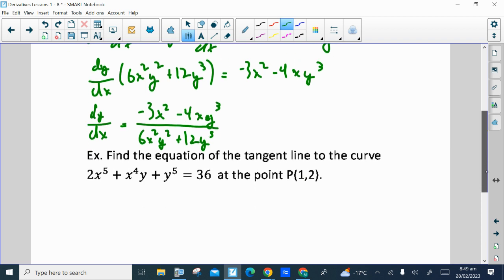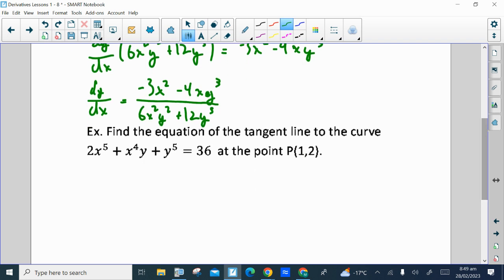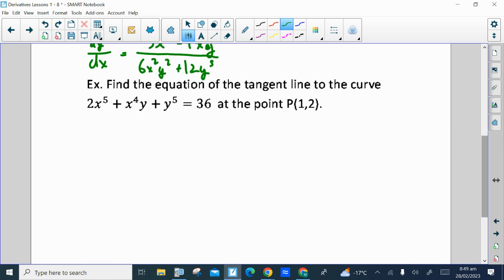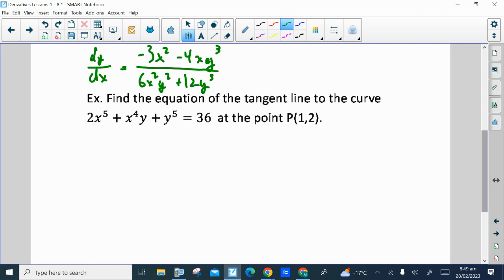Right, so there's an expression for the derivative. And again, one of the applications of that is to find the slope of the tangent, and then you can find the equation of the tangent at any point x. In this case here, you want to find the equation of the tangent line to the curve 2x to the fifth plus x to the fourth y plus y to the fifth equals 36 at the point 1 comma 2.